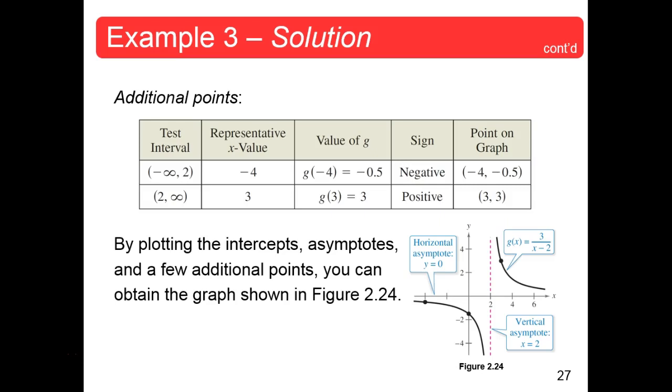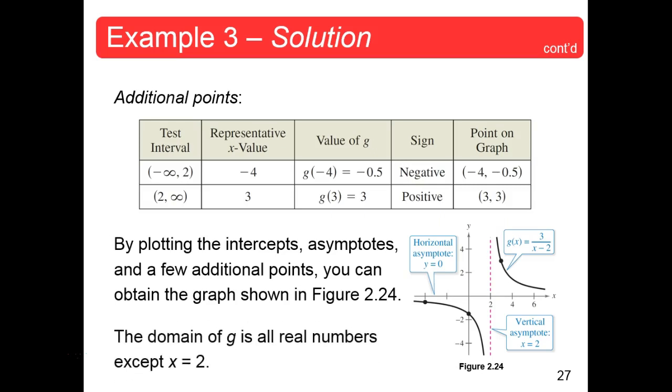See, to me, this test point was not necessary. You already knew what was going to happen down there. This one was necessary because you didn't know if it was up there or down there. So you do need that test point. When you got it to be +3, you know exactly where it's going. Make sense? Any questions?